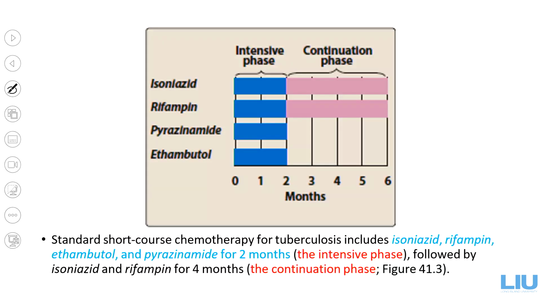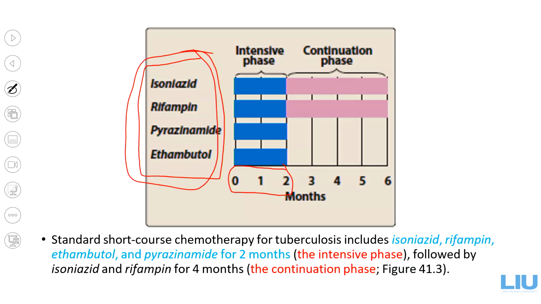All right. Now, these are the 4 drugs we talked about, the first line of treatment. In the first 2 months, you would administer those 4 drugs at the same time, and this is called the intensive phase. So we have 2 phases of treatment in this first line of treatment for these drugs. There is an intensive phase, and there is a continuation phase. So the first 2 months, you would have to give all these 4 at the same time.